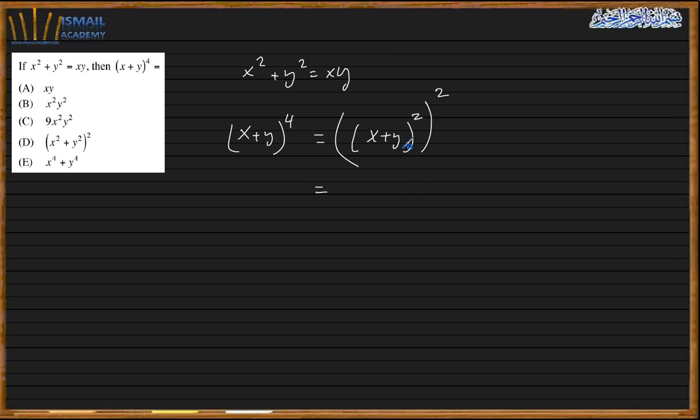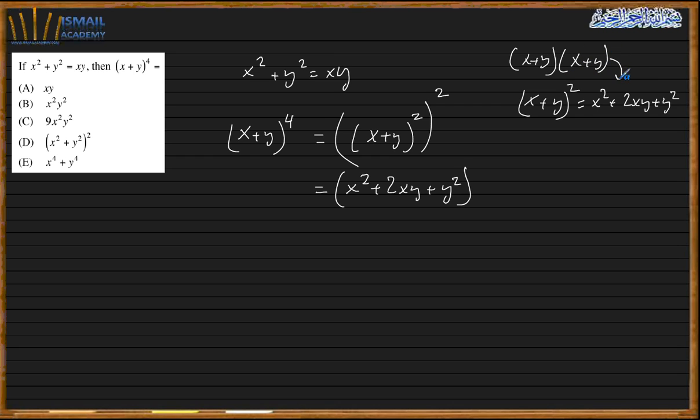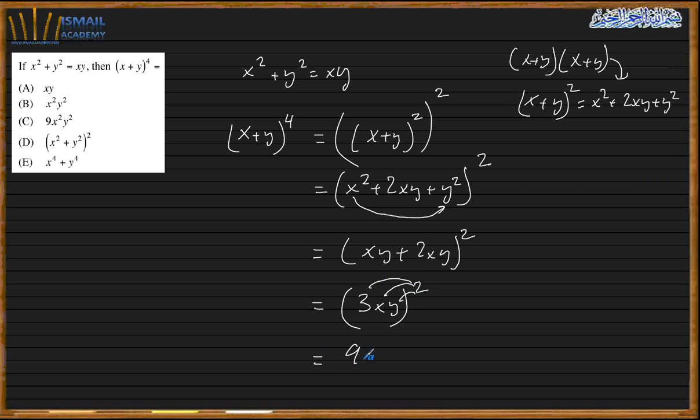We know that x plus y squared is x squared plus 2xy plus y squared. So this is exactly what I do here. You can't foil this, you're going to end up having the same thing, because this is the same as x plus y times x plus y, and you end up with this statement squared. We know that those two are equal to xy, so it's going to be xy plus 2xy squared, which is 3xy squared. Then distribute the exponent on all the terms, so it's going to be 9x squared y squared, and this is C.